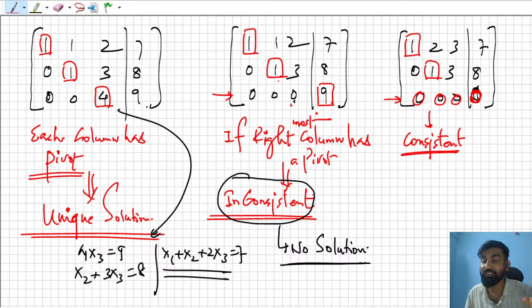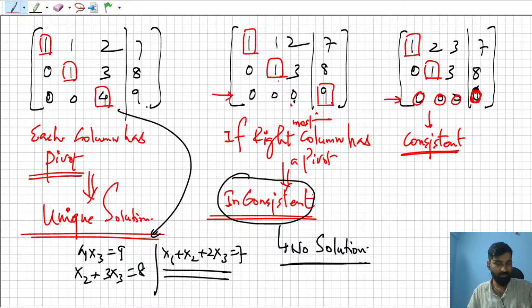You can't have a unique solution. Keep this in mind. Why? Because each column does not have a pivot. If each column has a pivot, then you will get a unique solution, if the system is balanced. When a question is given, you can understand whether the system is balanced or not before applying elimination. How? The number of equations should be equal to the number of unknowns. Then start attacking the question. Then you have to go for Gauss elimination, and the systematic procedure is this.